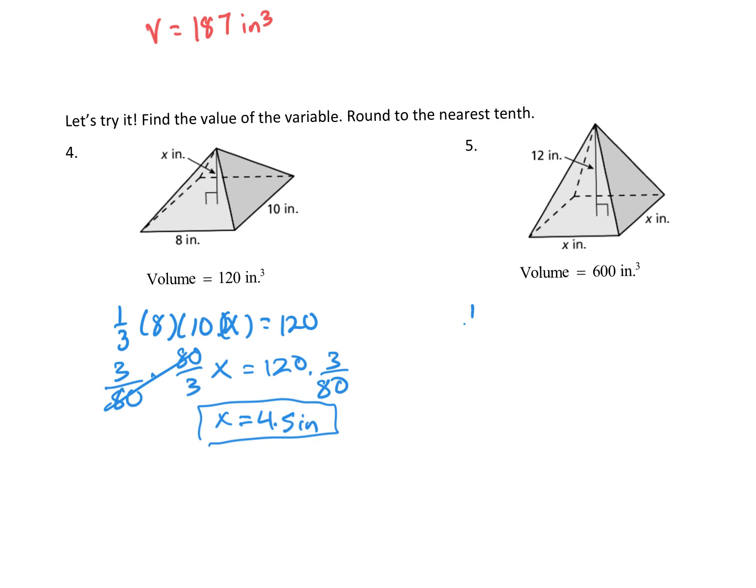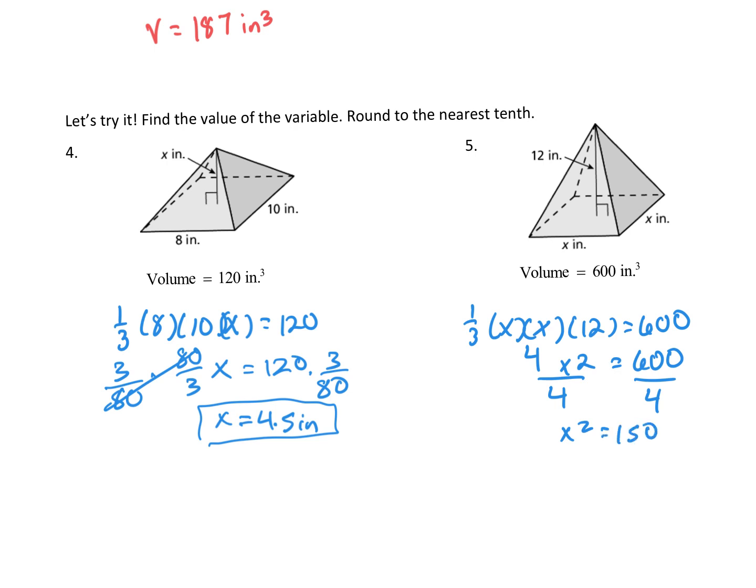Same thing here, 1/3. Now the base is x times x. So x times x, the height is 12, equals 600. Multiply this through, this gives me 4. If there's 2 x's, this is x squared, equals 600. Divide both sides by 4. X squared equals then 150. Square root both sides. X then is about 12 inches. So each side is about 12 and 12, like so.